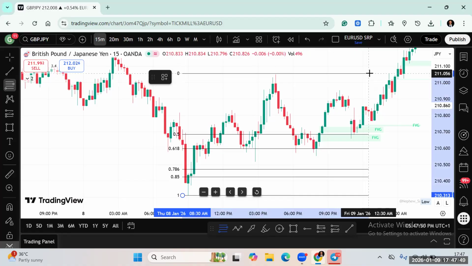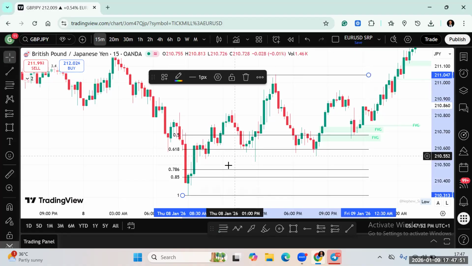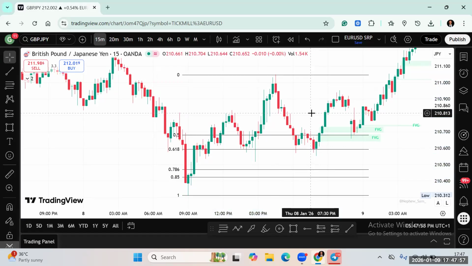So when price came to this full range, it came exactly to 0.6 and retested. And that was where it started buying. That was where the buy started.